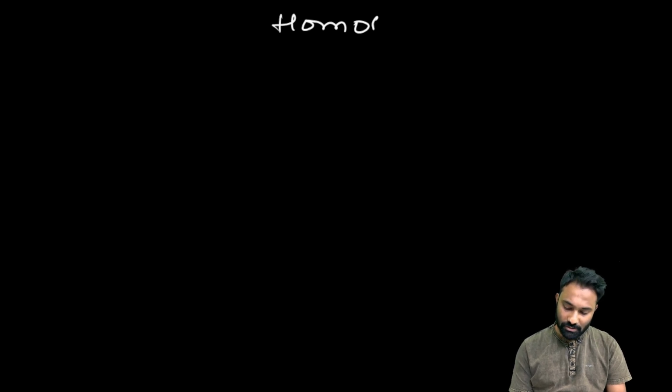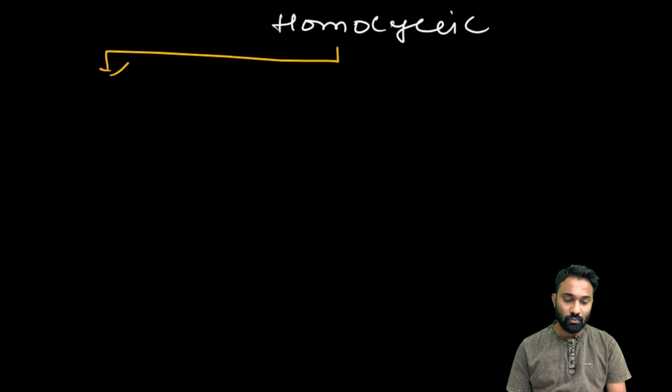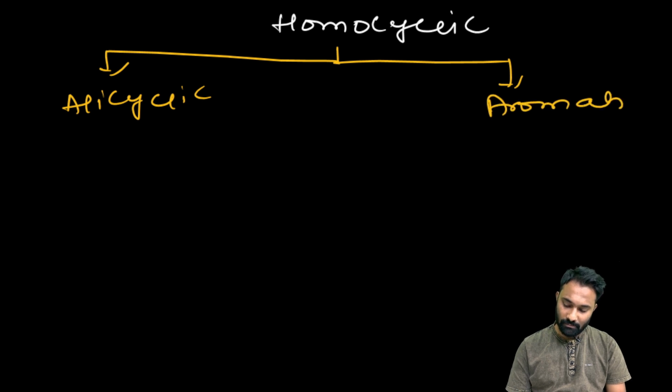Now this homocyclic means the complete ring is formed by carbon atoms. Again it has been classified into two types. What are they? One is alicyclic, one is aromatic, right? What is the meaning of the alicyclic? These compounds have properties like aliphatic compounds.